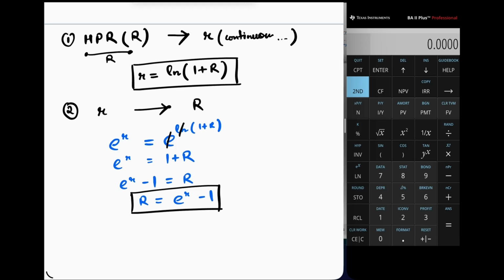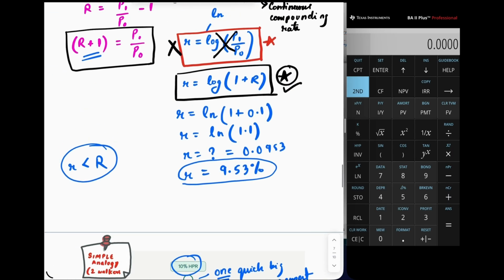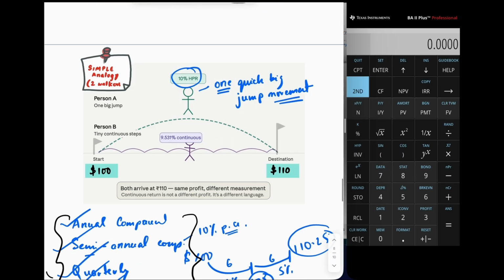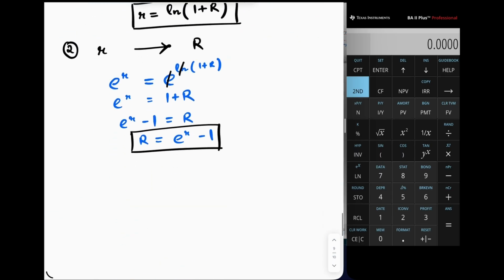So this is the formula by which you can convert your continuous compounding into your holding period return. Let's just check it out. Why not check it out, right? Our continuous compounding rate, small r, was 9.53 percent. And we want to know big R. R should be 10 percent. Let's see if this holds true.